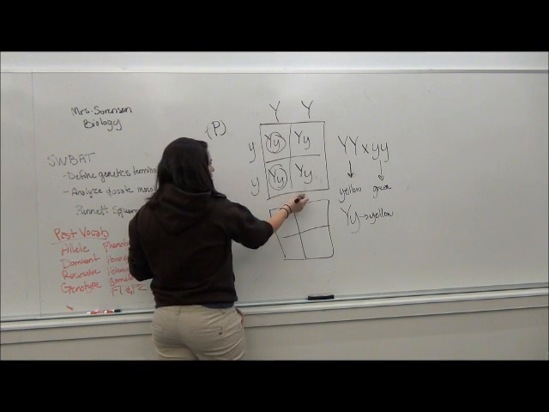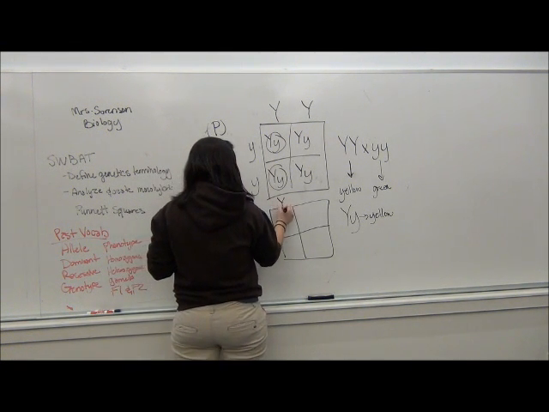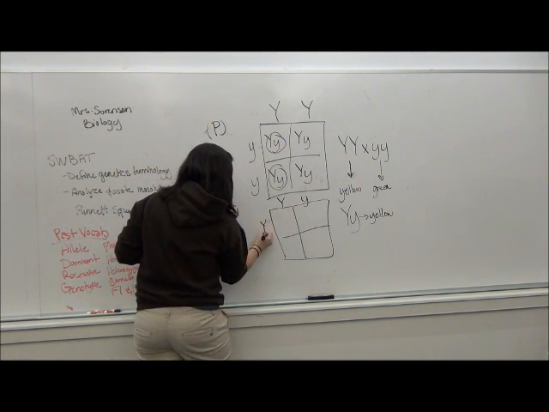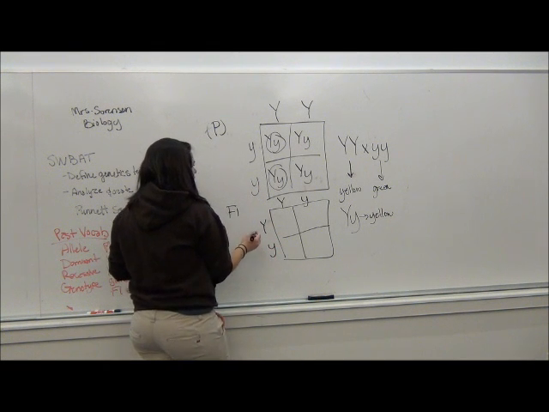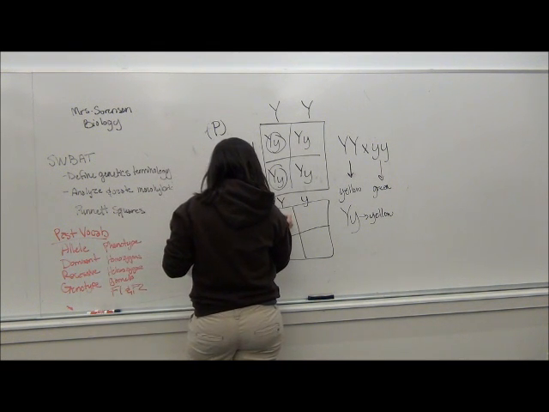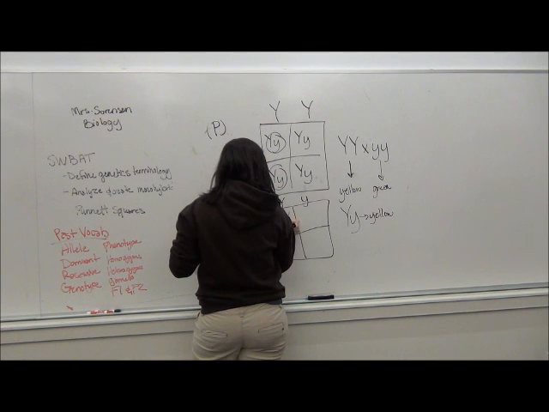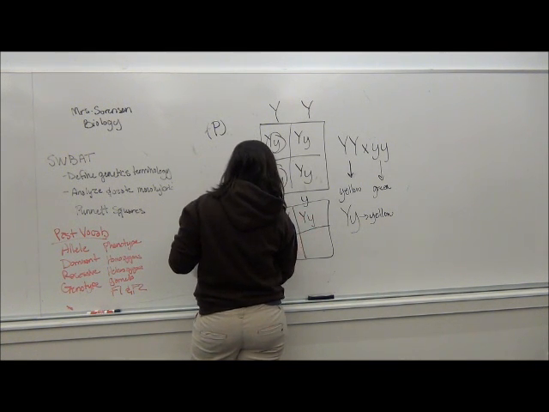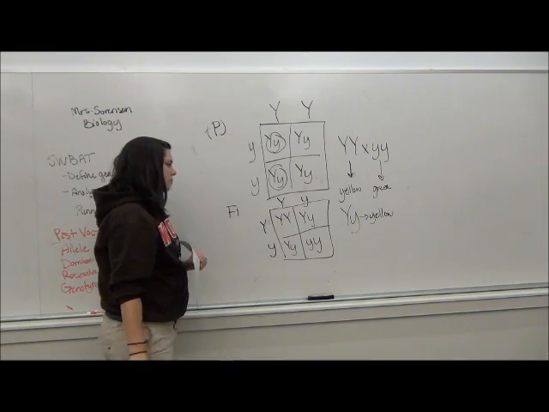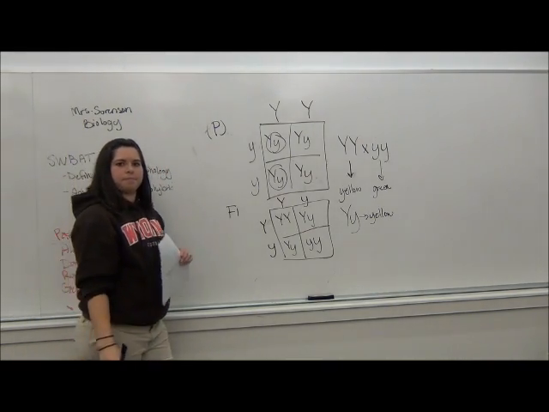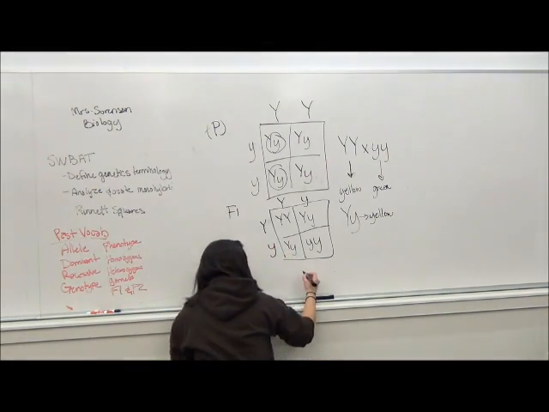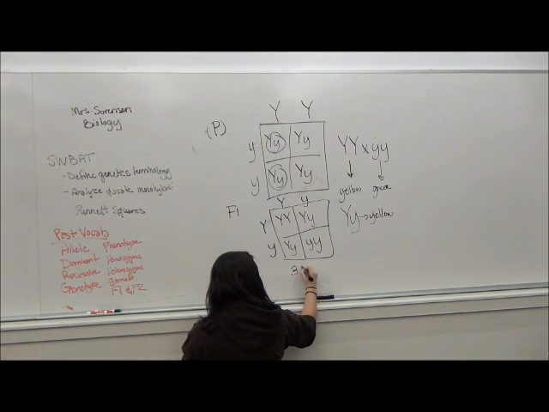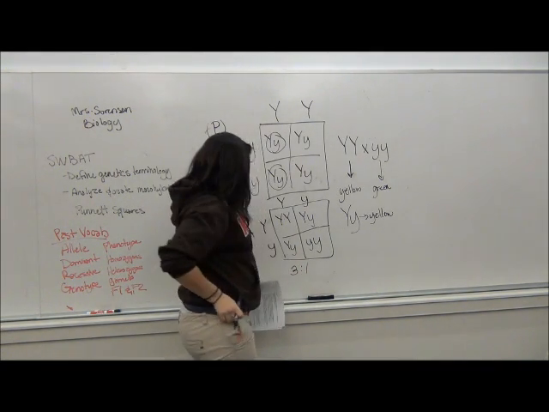And what goes here? Big Y, little y. Big Y, little y. And this will give you the new gamete combinations. So what do we get here? How many yellows do we get? We get 3 yellows and 1 green.